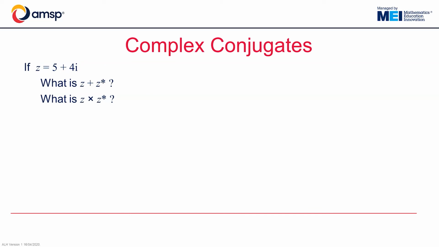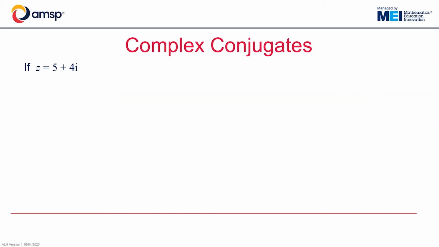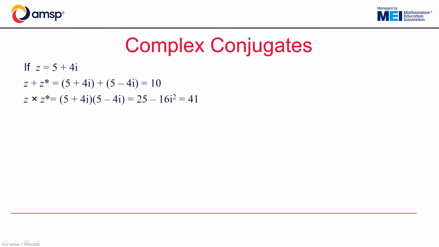Here are some more things to think about. Pause the video while you work them out, and then try to generalise what you find. OK, you should have got z plus z star is 10, and z times z star is 41. Both of these are real numbers. Is that a coincidence?